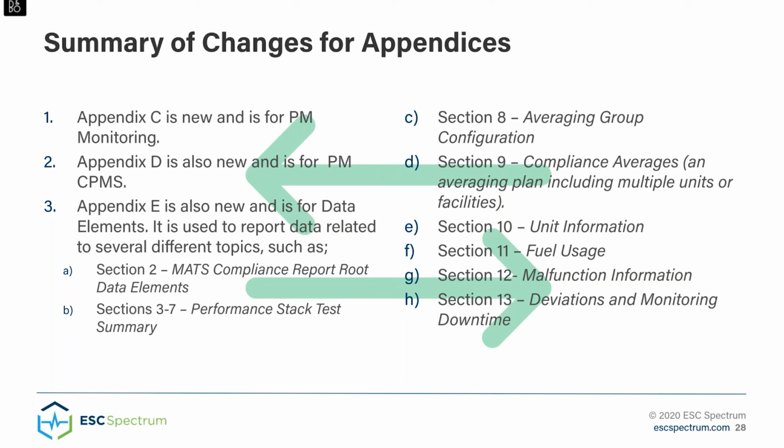A lot of the information that's required by Appendix E does not originate in the DAS itself, and is not necessarily related to emissions themselves. For example, fuel usage. That's one area that you're going to have to report. And there are other sections like Section 10 that talk about unit information, or information related to the configuration of your unit, that you're going to have to report electronically using the requirements of Appendix E.